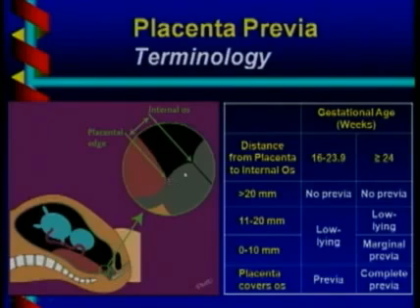The gray area here is the cervix. The dark line is the cervical canal that's closed. The end of it is the internal os. And what's critical is the distance between the internal os and the edge of the placenta when it comes to using the terms related to placenta previa. So that distance is key, and the way that we use it is shown in the table on the right.